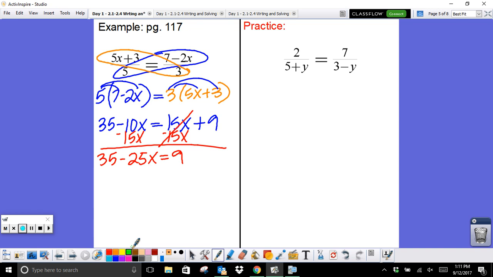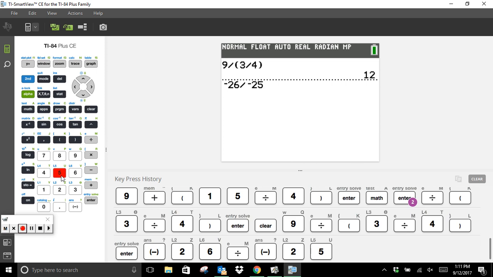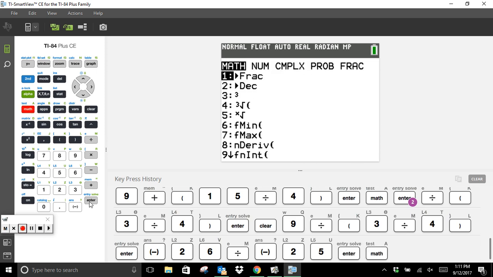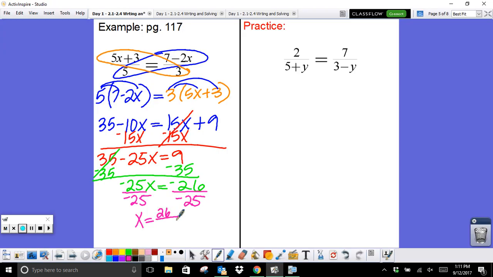Now I need to get my numbers together, so I'm going to subtract 35. So I have negative 25x equals, I believe that's negative 26. And I'm going to divide by negative 25. I always type this in the calculator just to make sure it doesn't simplify at all. Negative 26 divided by negative 25. I'm going to do math, enter, enter. And it's 26 over 25.